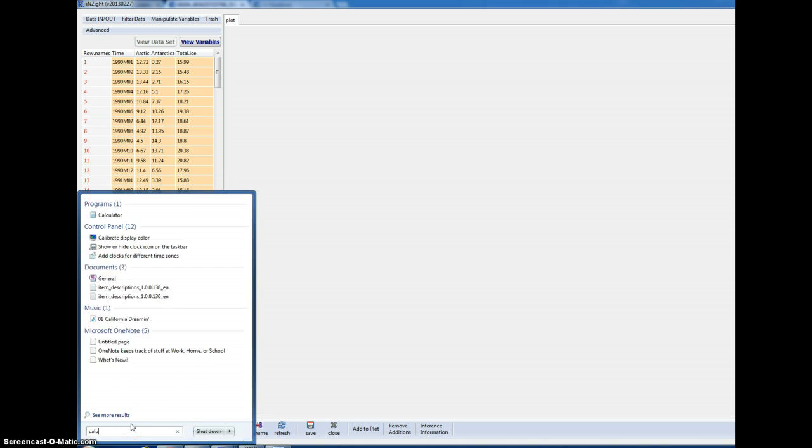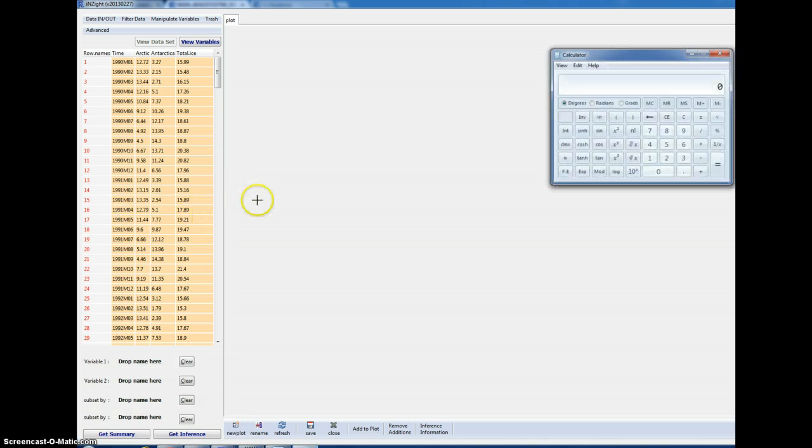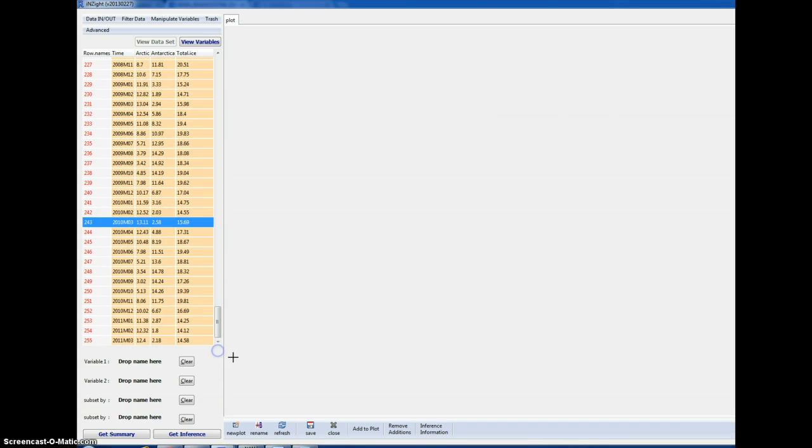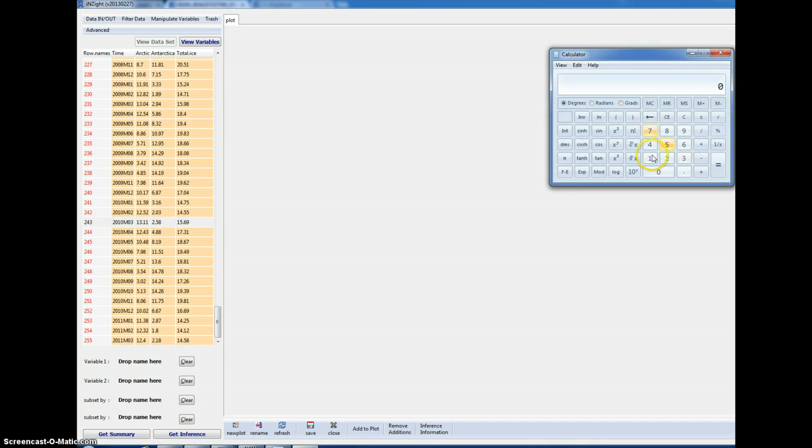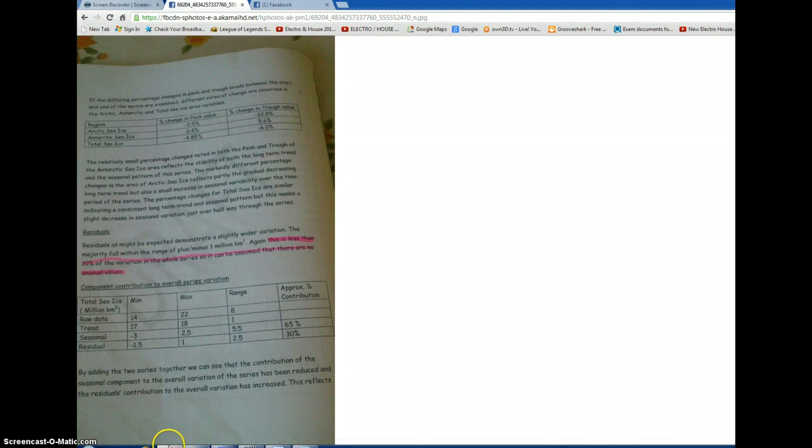So, calculator. We take 13.11 minus 13.44. Then we get that. We divide it by the initial, which is 13.44, times it by 100. And we get negative 2.5455%, which in the book says it is negative 2.5%.